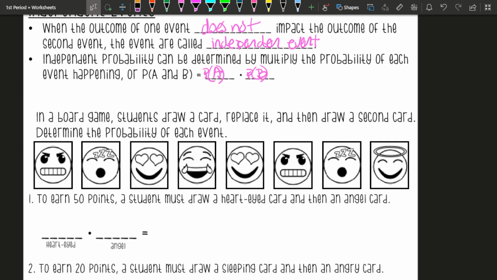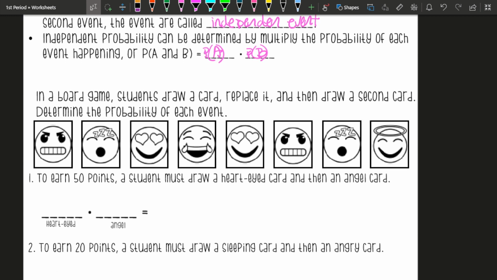It says, on a board game, the students draw a card, replace it. This is the key term that is going to tell you whether it's dependent or independent. If you replace it, it's independent. Okay? If you replace it, or if they tell you that they're going to replace it, it is independent. They're going to draw a card, look at it, replace it, then draw a second card. Determine the probability of each event.